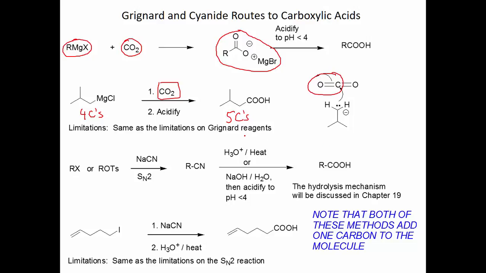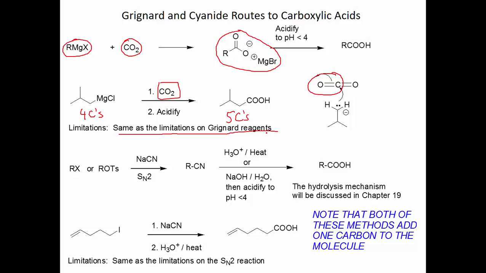All right, the only limitation of this reaction is really the limitation of the Grignard reagent. If we can make the Grignard reagent, we can normally treat it with CO2 to convert it to the carboxylic acid. So if you can't make the Grignard reagent, you can't do this reaction. But if the Grignard reagent is of the type that you can make, this reaction should work just fine.